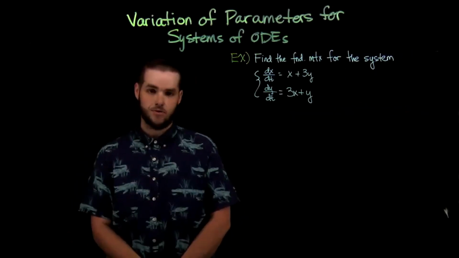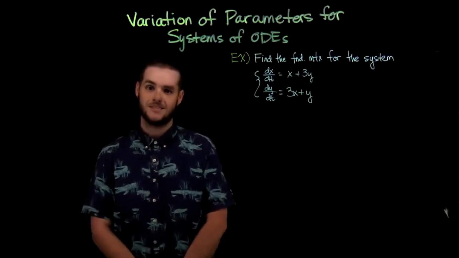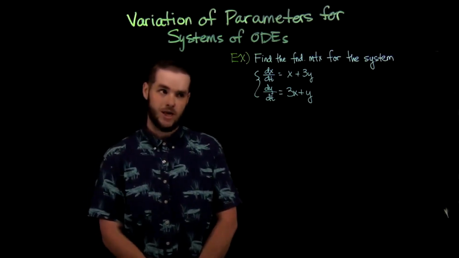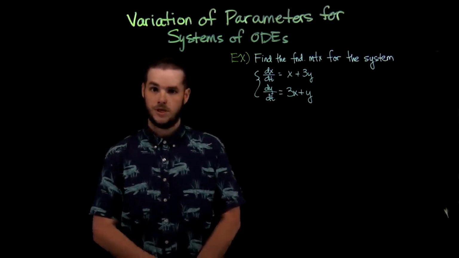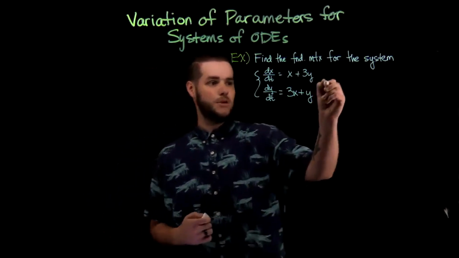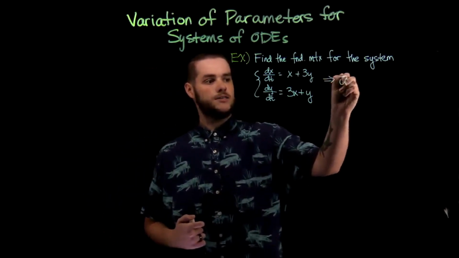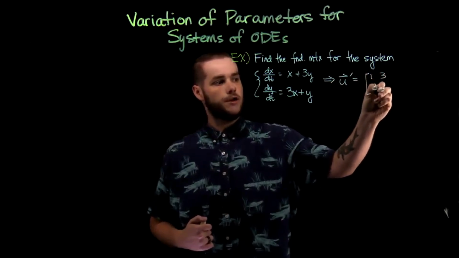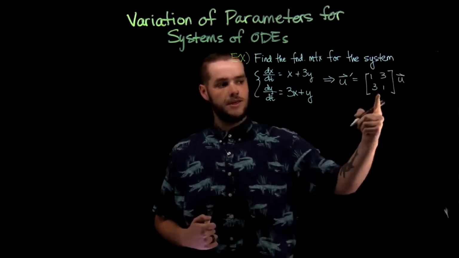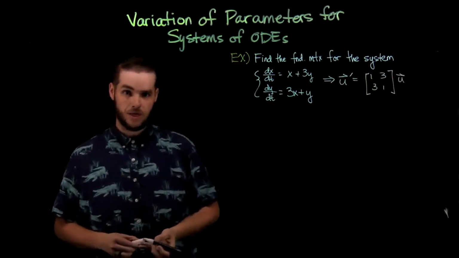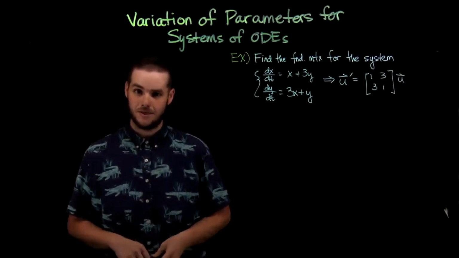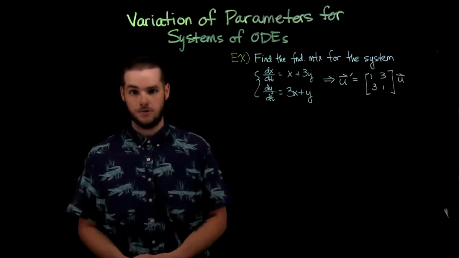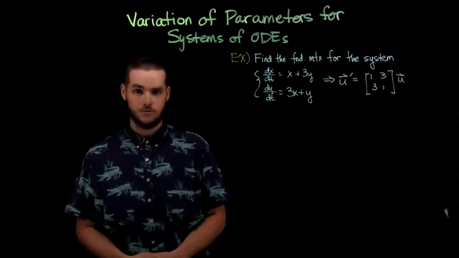So here's an example of a first-order homogeneous system of equations. dx/dt is x plus 3y, and dy/dt is 3x plus y. Now, to clarify here, when I write this in matrix form, say as u prime equals [1, 3; 3, 1] u, this matrix is not the fundamental matrix. That's the one that defines my system. The fundamental matrix is essentially just a different way to write the general solution. So I still need to find the general solution.